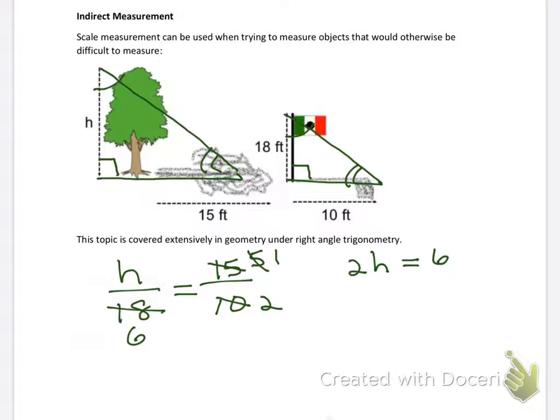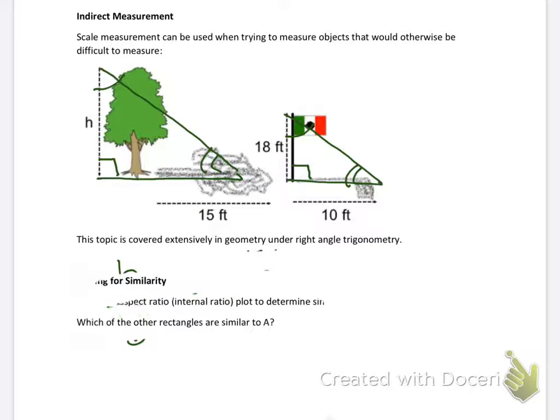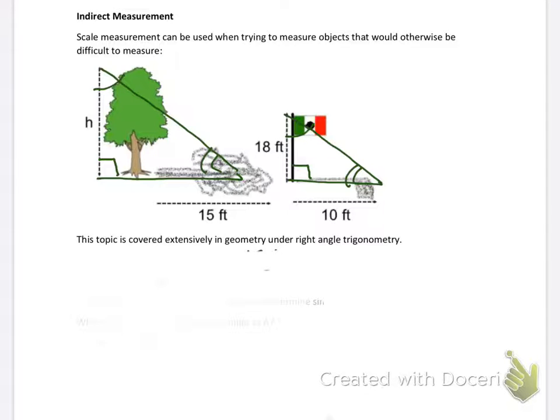Okay, so hold on a second. What did I do here? Let me set this up differently. I'm going to just go back. Maybe if I didn't do that. Okay, let me fix this. So we're going to do it this way. I'm going to do it between shapes. So I'm going to say that h is to 15, just like 18 is to 10. Okay, and we can solve for this problem.